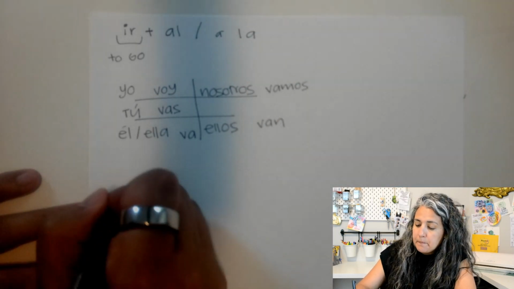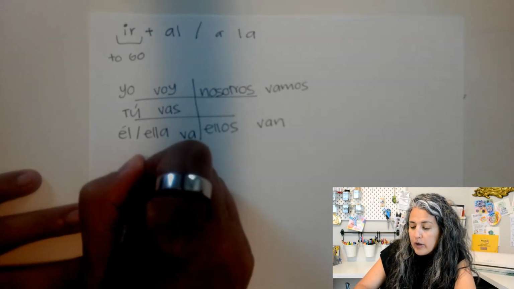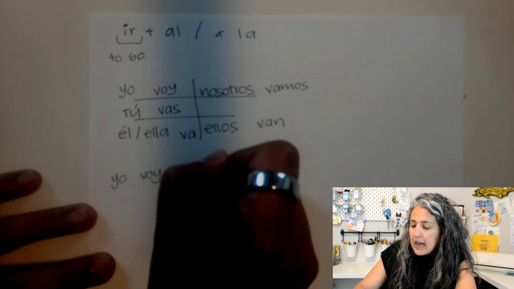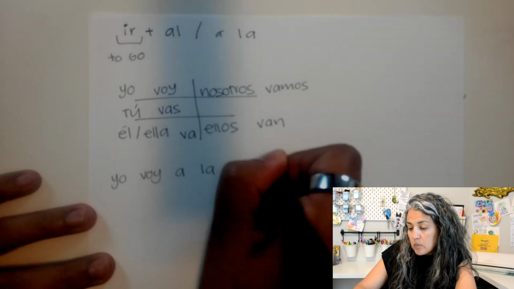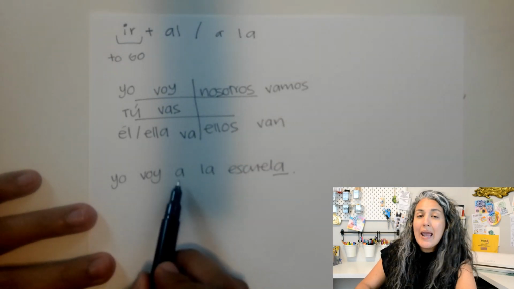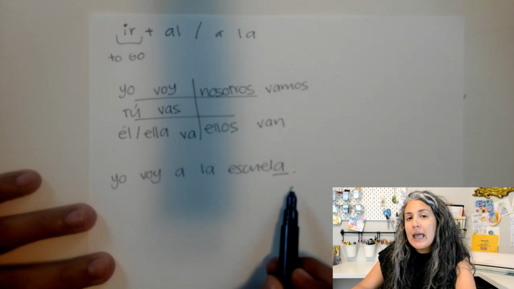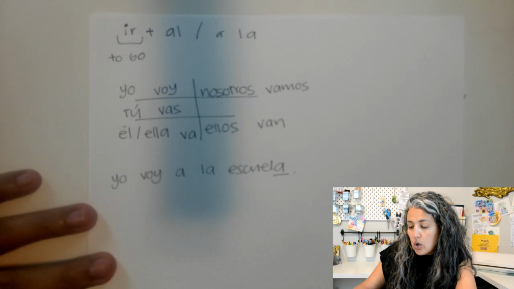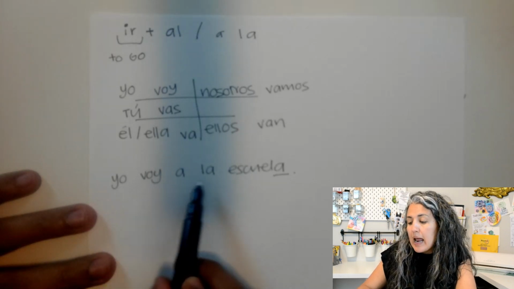So let's start writing. Yo voy, that means I go, a la escuela. That is, I go to school. So we write a la because escuela ends with an A. Escuela is school. So I go to school. Yo voy a la escuela.